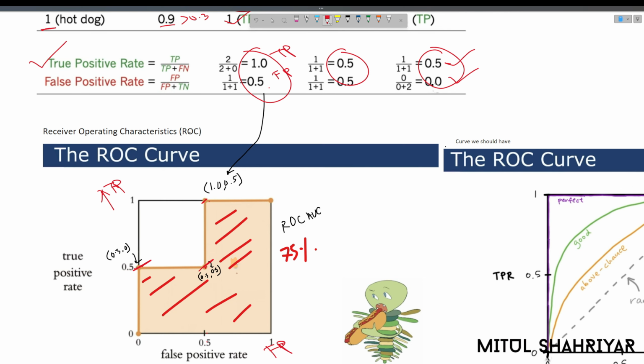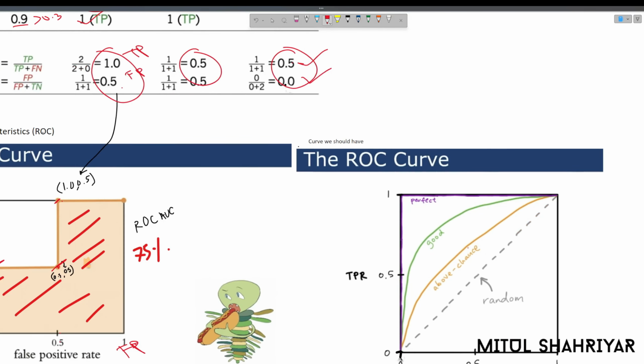Now our goal is to get the area here, because the more area we cover, the better the model is. If instead of 0.5 this one was actually 1, it would have covered the whole square, and it would have been the perfect model. But here we can see almost 25% is covered, and this is basically what we call the ROC curve, and the perfect one is the one which covers the whole square.